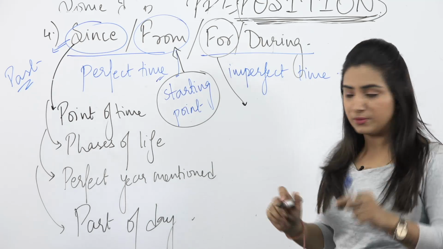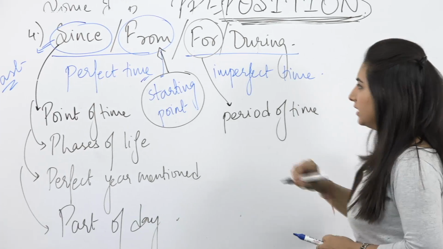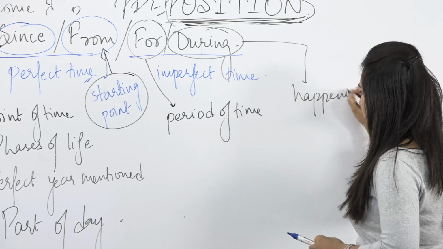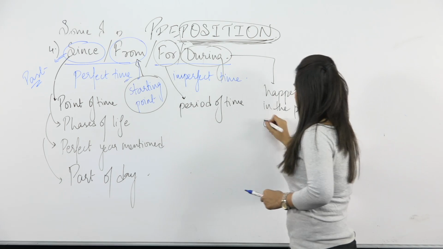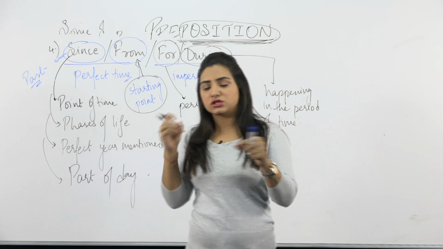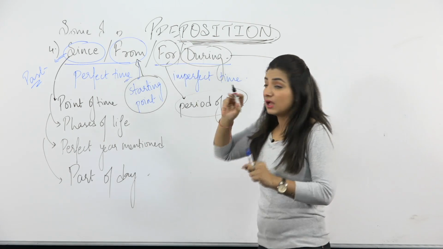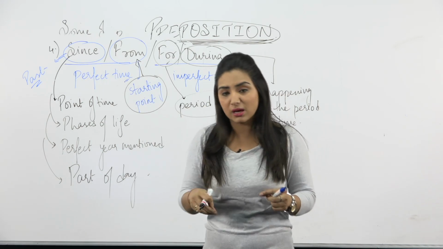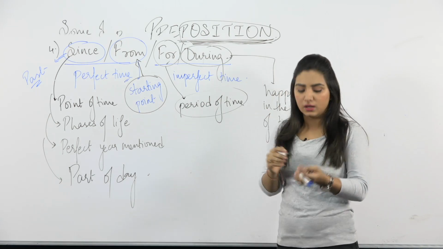Now where is for used? For is used for imperfect time, that is period of time. Fine. And where is during used? Happening in the period of time. When we have to mention a period of time, 2 hours, 2 years, 2 months, if we have to mention something like that, we'll use for with it. But if we have to say what happened in those 2 hours, 2 months, 2 years, what was happening in that period of time, in that case you'll use the word during, right?